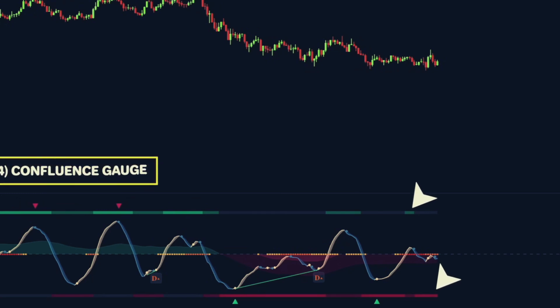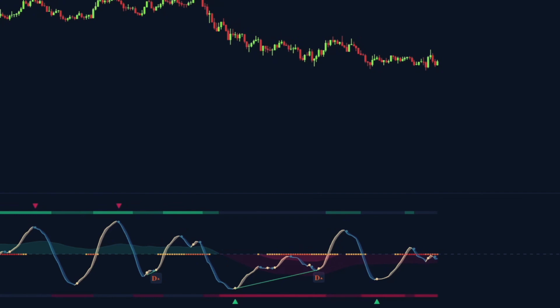The next feature is the confluence gauges. Placed at the top and bottom of the indicator, these gauges measure the confluence in the relationship between the momentum oscillator and directional flux. They provide you with an easily interpretable visual aid for detecting market sentiment.